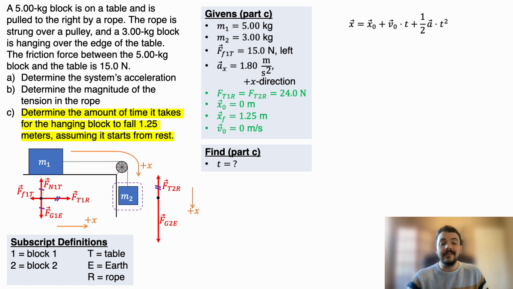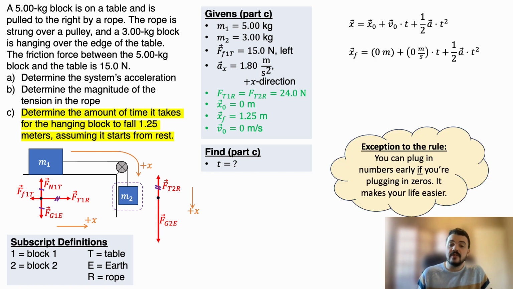Now, typically, for my class at least, I say you can't plug in numbers until you've isolated the variable you're trying to find. There is one exception to this rule, and the exception is you are allowed to plug in zeros early because it will make your algebra easier. And so I'm going to go ahead and plug in the zeros right now. We have the initial position was 0 and the initial velocity was 0.